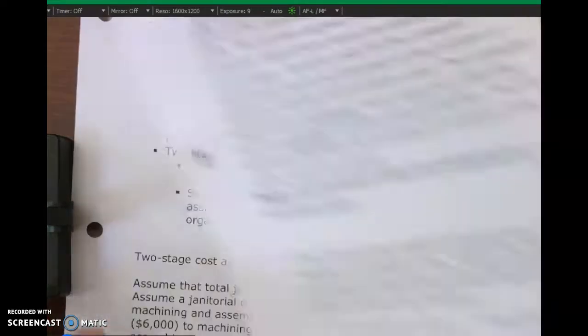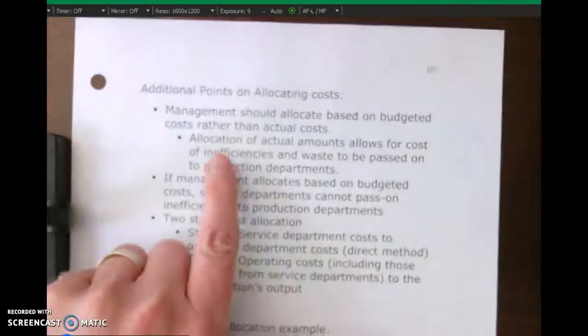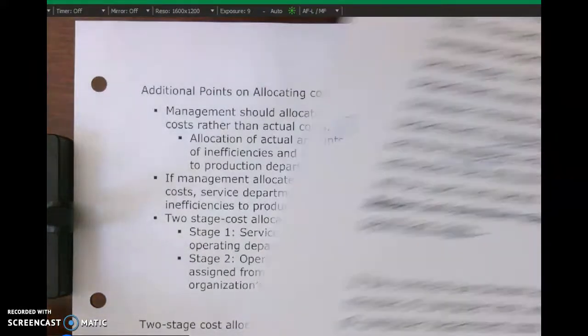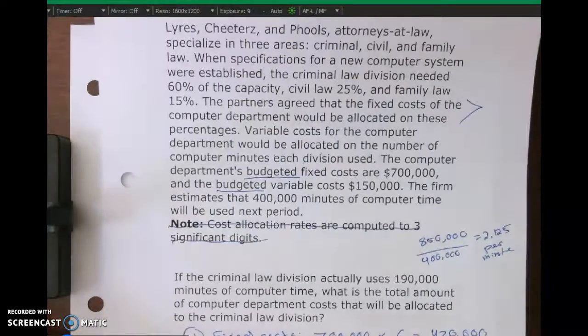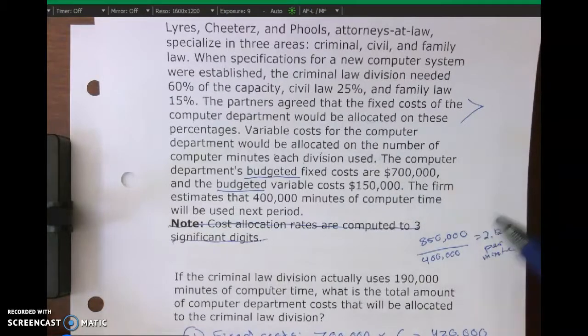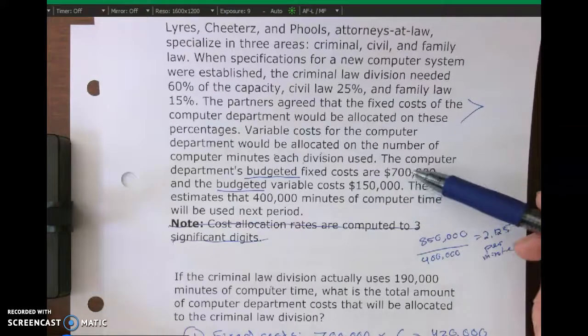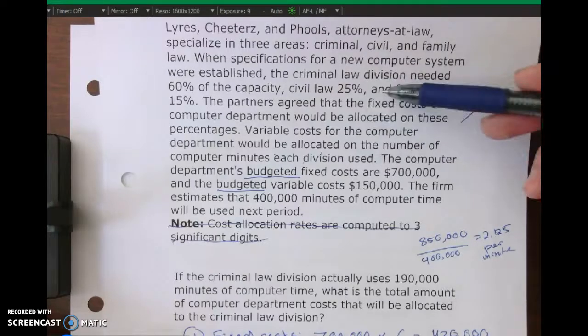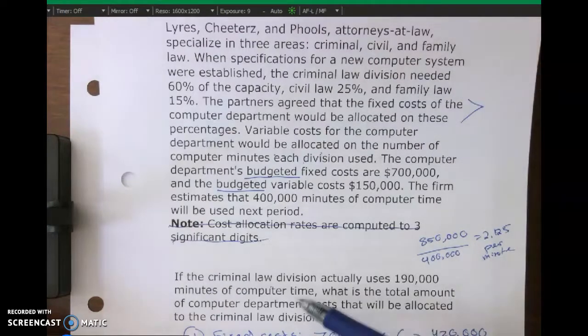The other thing that I was talking about is it allows those cost inefficiencies to be passed on to other production departments. And so what I mean by that, if we look over here, if we, rather than budgeted, use the actual costs, we would allow any cost overruns. And what I mean by that is any excess of actual costs, the costs that they actually incurred over the budget. The computer system division manager could pass that on to the criminal law manager. And that's not really fair.